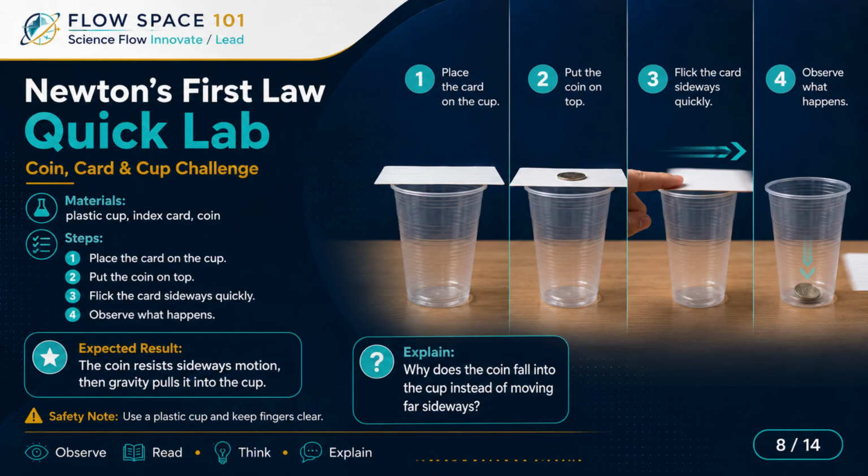Two ideas work together in this experiment. Inertia causes the coin to resist sideways motion, and gravity pulls it downward. Why does the coin fall into the cup instead of moving far sideways?